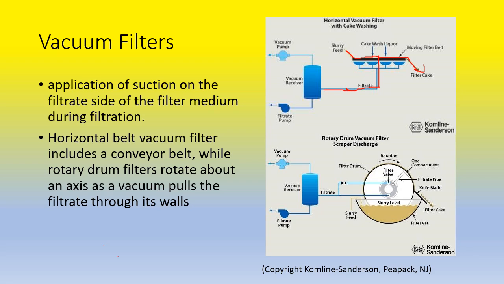So it's going to the vacuum receiver. The vacuum pump is the thing that pulls the filtrate this way, and the filtrate would actually be collected down here at the bottom.